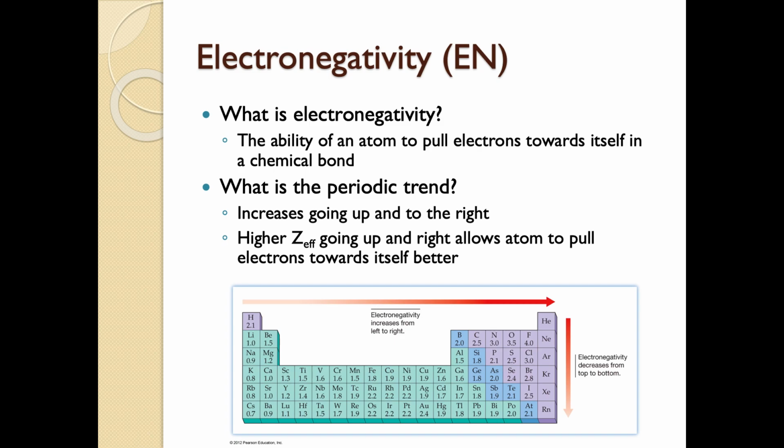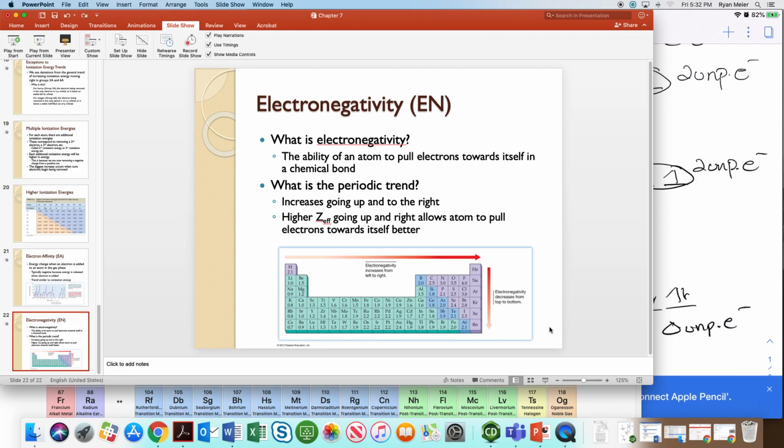All right, so to wrap up with things here today, we've introduced a number of these periodic trends.